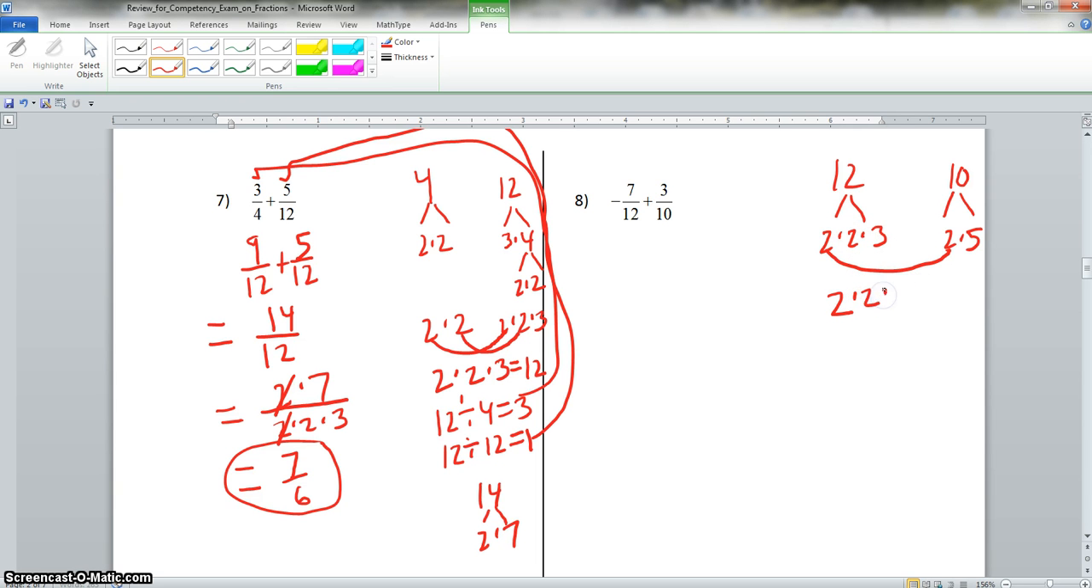We don't have a 3 in common. We bring down the 3. And we also bring down this 5. Now we multiply. 2 times 2 is 4. Times 3 is 12. Times 5 is 60. So our common denominator here is 60.